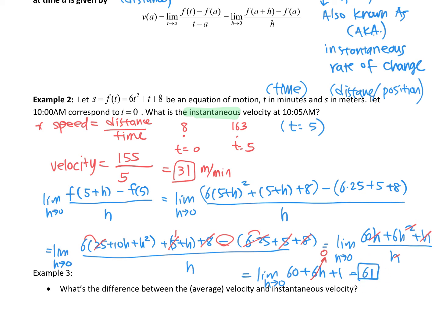So 61 meters per minute is the instantaneous speed at that point. From 0 to 5 it was going 31 meters per minute on average. But at 10:05 it was actually going way faster, 61 meters per minute.